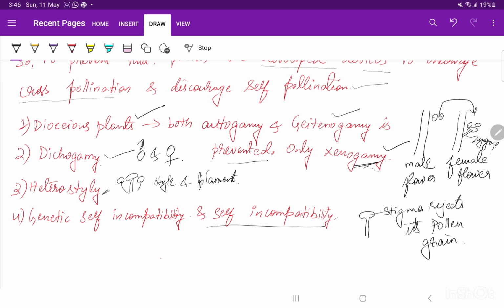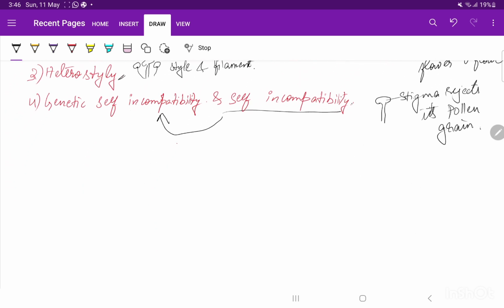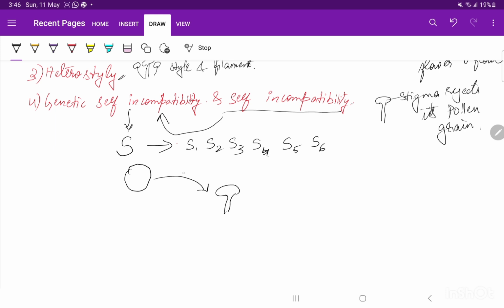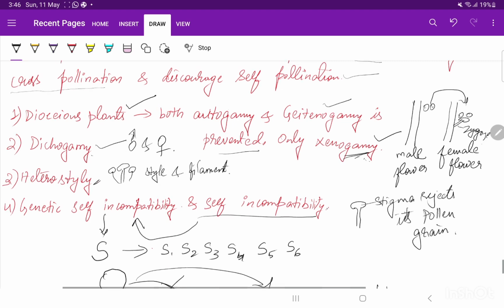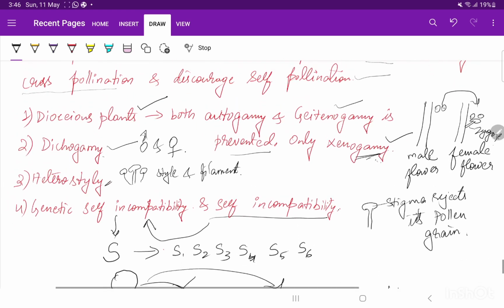In the same way, we have seen genetic self-incompatibility, where this is represented by capital S, which is having 6 alleles. The pollen grain which is having a common allele with the stigma is rejected, but it is accepted with a different allele and pollination occurs. We have already gone through all the devices which I have explained here in the session. I hope it's clear for everyone.